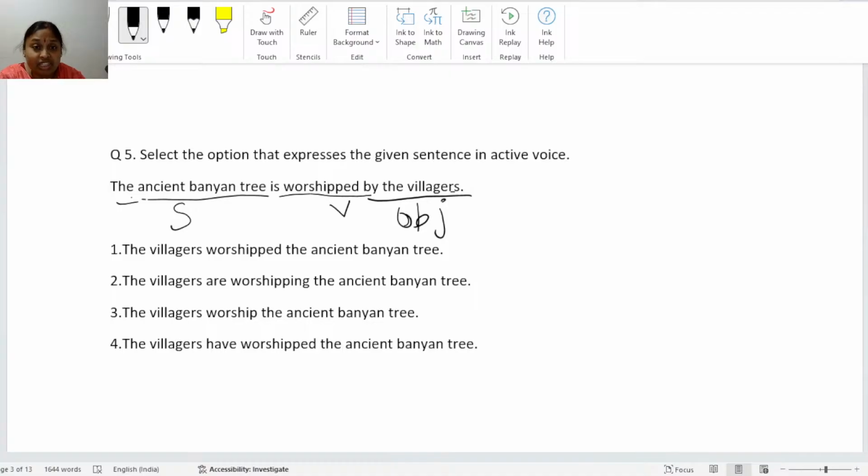And when it comes to is worshipped, here we are supposed to change. So it keeps on going. It is still in the present tense only. So it is going to happen and it is still going on. So that's why it is in the present tense only. So that's why instead of is worshipped, we have to take villagers worship the ancient banyan tree. So this will be the option we are supposed to take.